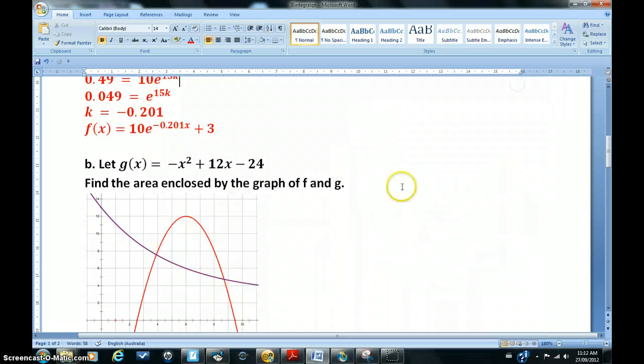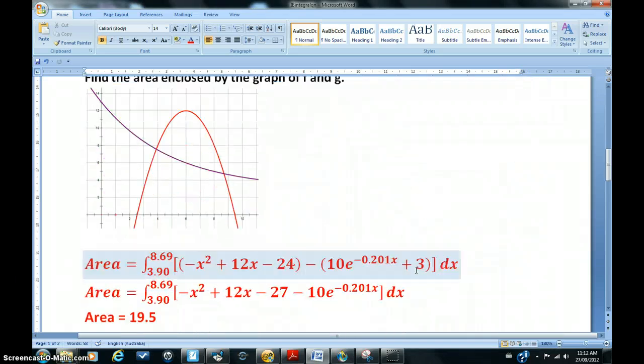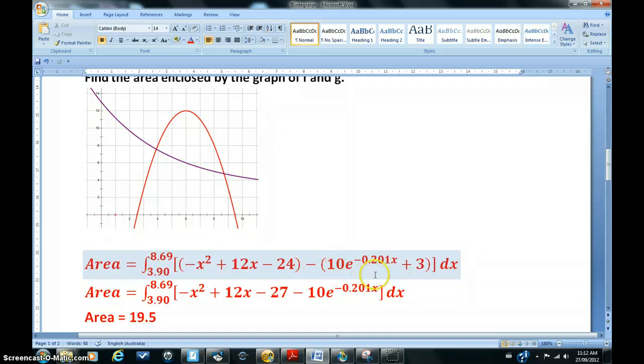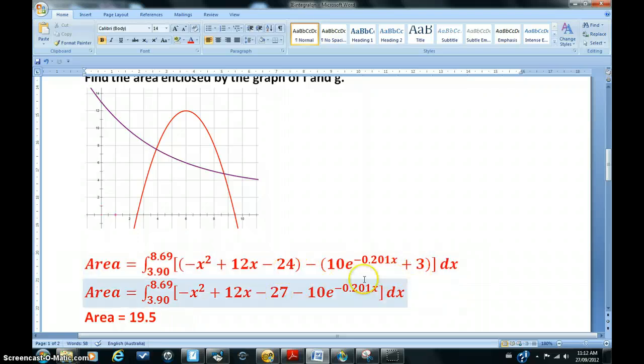So that's what I'm going to do next, and I've done this at this stage. I've put area equals, there are my two limits which I rounded to 3 significant figures, and there's the upper curve, which was the quadratic, minus the lower curve, which was the exponential curve. Now notice I put brackets in here. They're very important, because without those you won't get the correct answer. Now I've just tidied this up slightly. I'm collecting terms basically. Minus x squared I've left, plus 12x, minus 24, take away 3 is minus 27, so that can simplify a bit, and then I've put the minus 10e to the minus 0.201x in.